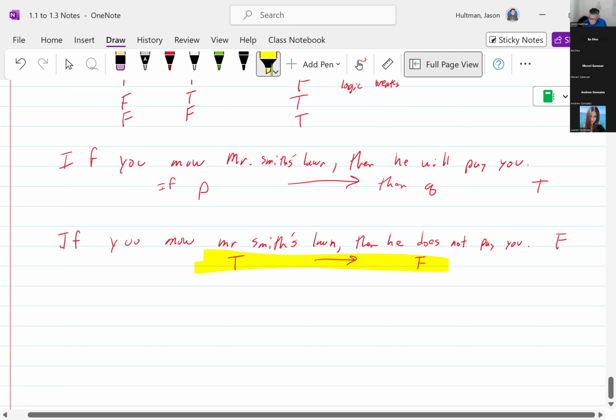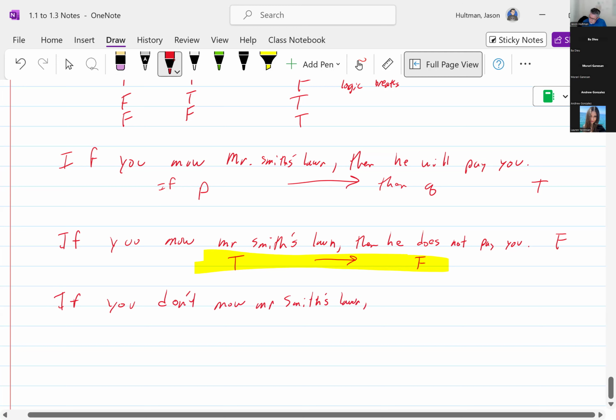Okay, what happens if you don't mow Mr. Smith's lawn? It'll be true regardless. Yeah, why? Because the initial hypothesis is incorrect. So the conclusion doesn't really matter.